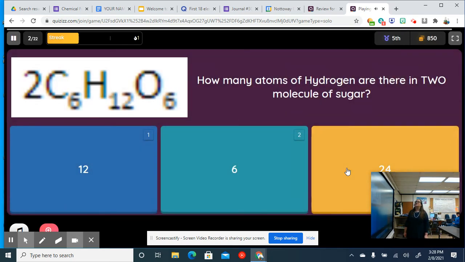How many atoms of hydrogen are there in 2 molecules of sugar? So we've got 2 times 12 is 24.